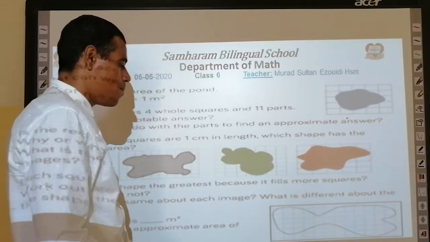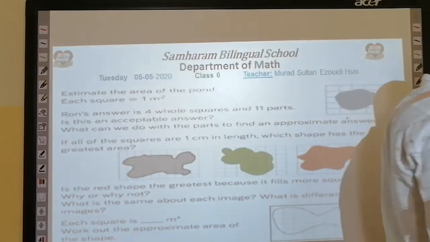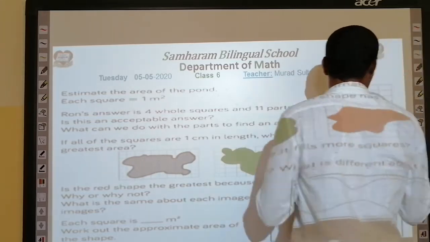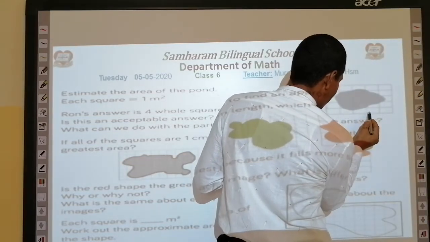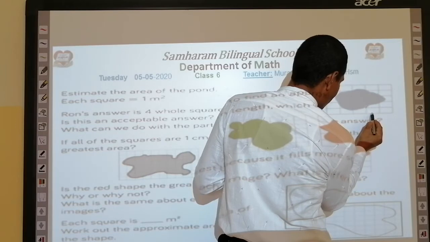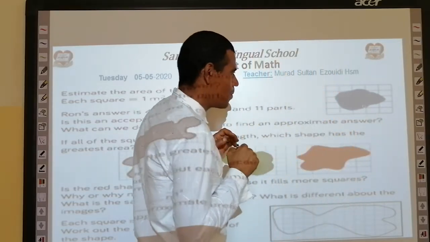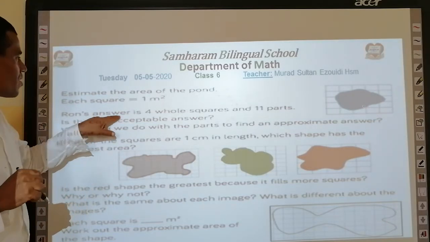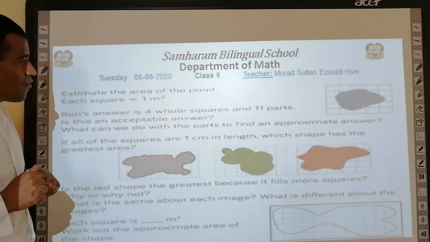Estimate the area of the pond. Ron's answer is 4 whole squares and 11 parts. Okay, I think that it's not clear, but no problem. Ron's answer is 4 whole squares and 11 parts.